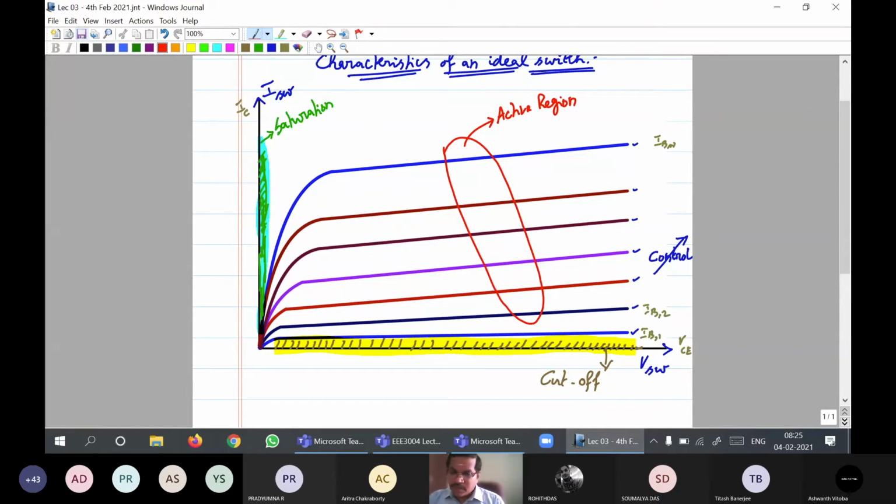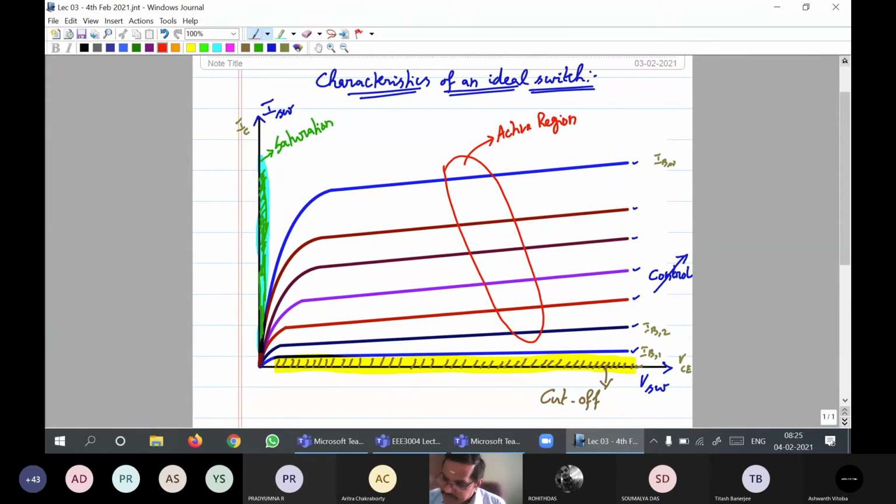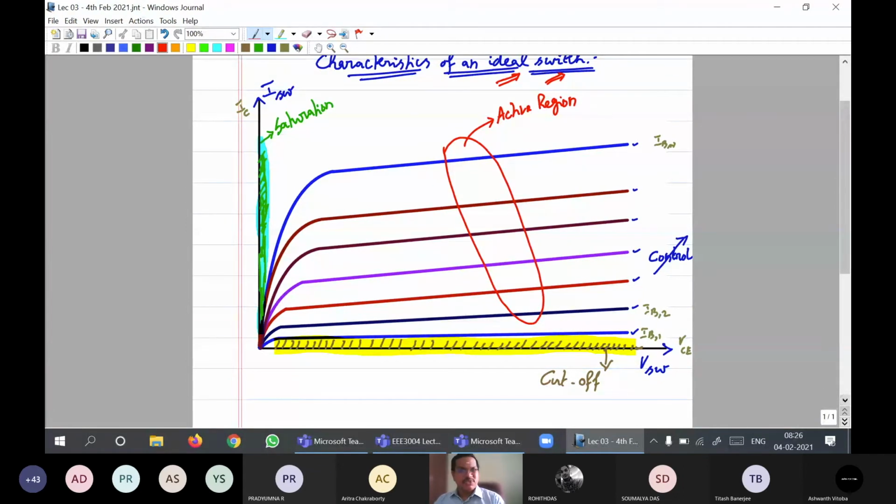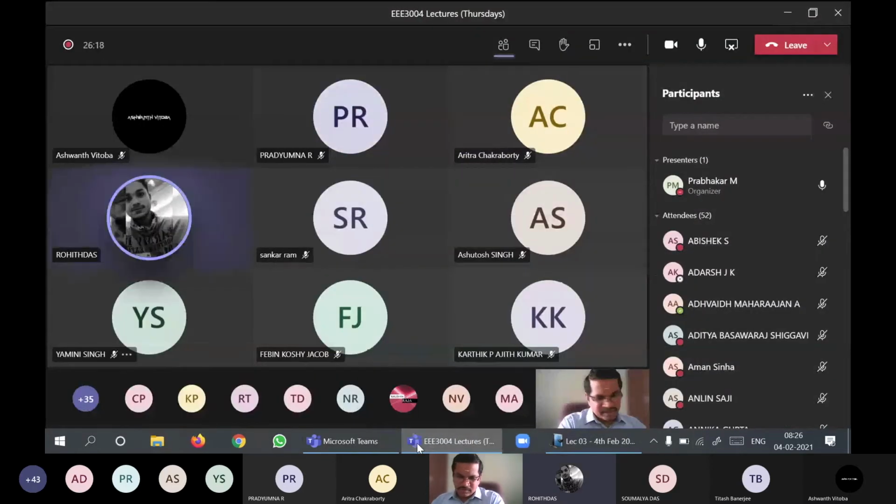Now, what is our intention? Our intention is to find out the characteristics of an ideal switch. For that, we should understand what is switching. What do you understand by the term switching? Please feel free to answer. Switching, what do you mean? On and off. On and off, that's all.